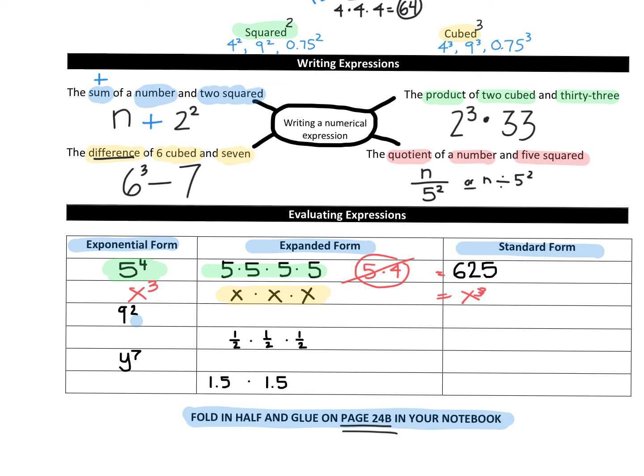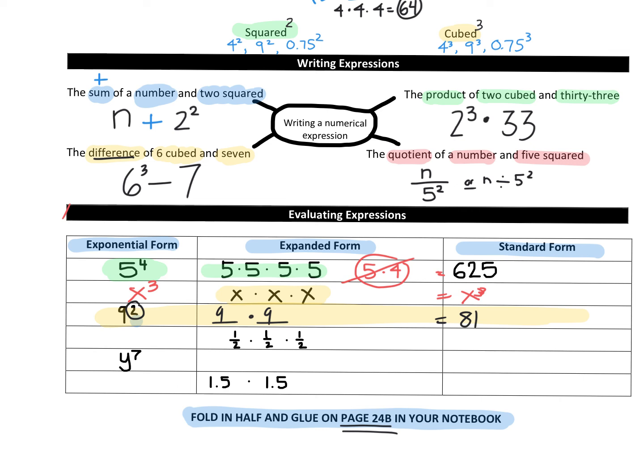All right, let's do this one. Let's do the one that says 9 squared, 9 to the 2nd power. Okay? Remember, this exponent tells us how many times we need repeated multiplication, so 2 times. So I know I have that. I'm going to write it just like that. So I put 9 times 9. And we all know that 9 times 9 is 81. So we wrote it in exponential form, in expanded form, and in standard form.